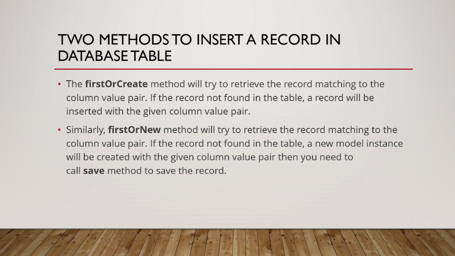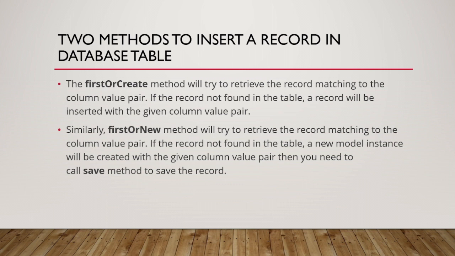We have two methods to insert a record in a database table. The first one is the firstOrCreate method. It will try to retrieve the record matching the column value pair, and if the record is not found in the table, a record will be inserted with the given column value pair.